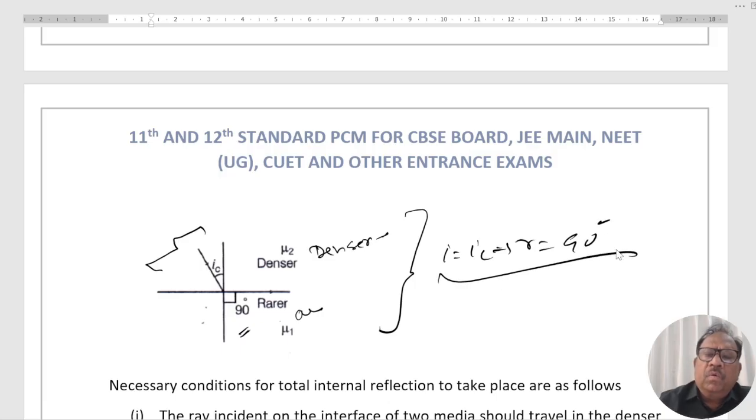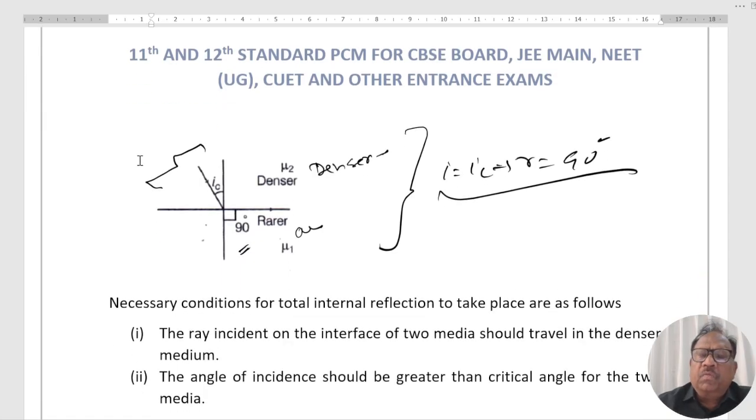Conditions of total internal reflection: the ray incident on the interface of two media should travel in the denser medium. That means the ray of light passes from denser to rarer. The angle of incidence should be greater than the critical angle for the two media. These are the necessary conditions.